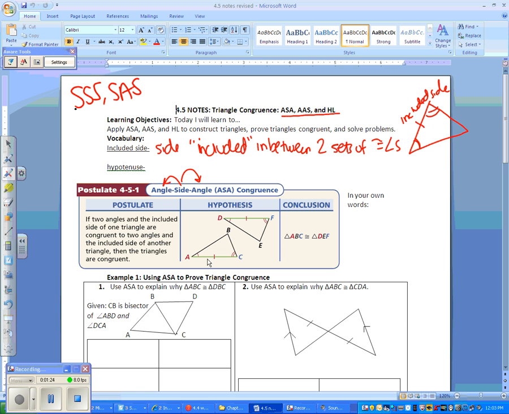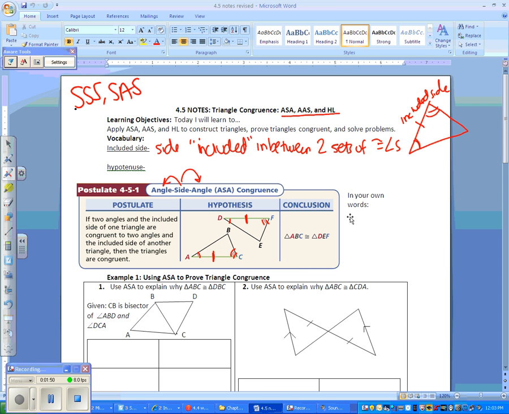And so if you look in this picture, we know angle A is congruent to angle D. We know angle C is congruent to angle F. Those are our 2 sets of congruent angles. And then that side that's in between those 2 angles is AC and DF. So if I only know about 1 side length and 2 angles that are touching that side, then the triangles will always be congruent.